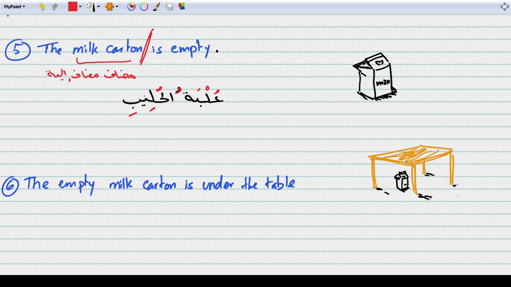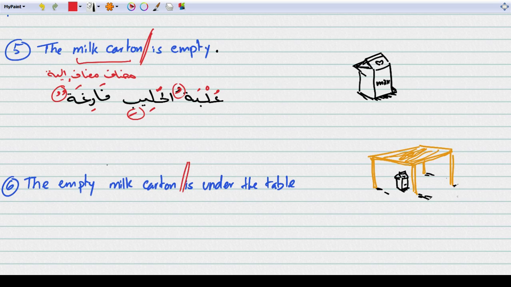Now, علبة الحليب is empty would be فارغة. علبة الحليب فارغة. Now, we stress a lot in Arabic about the endings because the endings define the word. It kind of defines what this word is doing in the sentence. And we'll see this now. So now if I want to translate the sentence, the empty milk carton, I'll stop here and just translate this first. The empty milk carton.